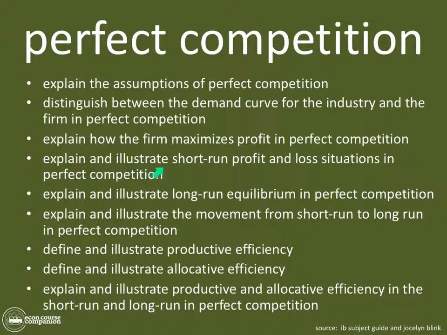Can you explain and illustrate short-run profit and loss situations in perfect competition? So this is where you boom, boom, boom. You draw your revenue curves, which of course are perfectly elastic in the market structure, perfect competition, with demand, average revenue, marginal revenue all equaling the same thing. You draw your marginal cost curve.